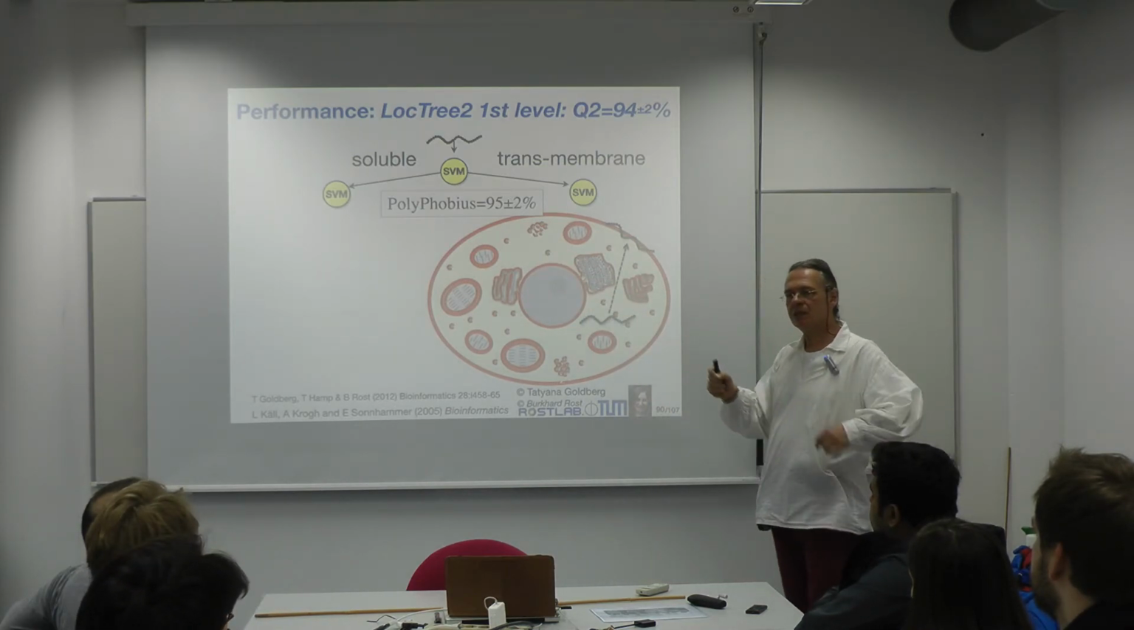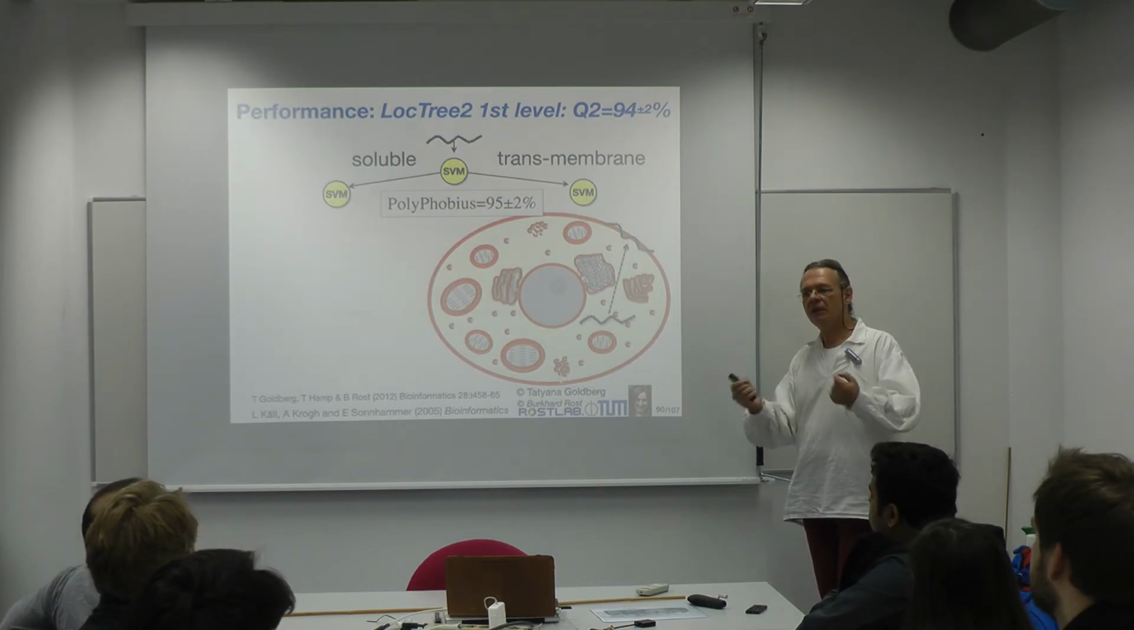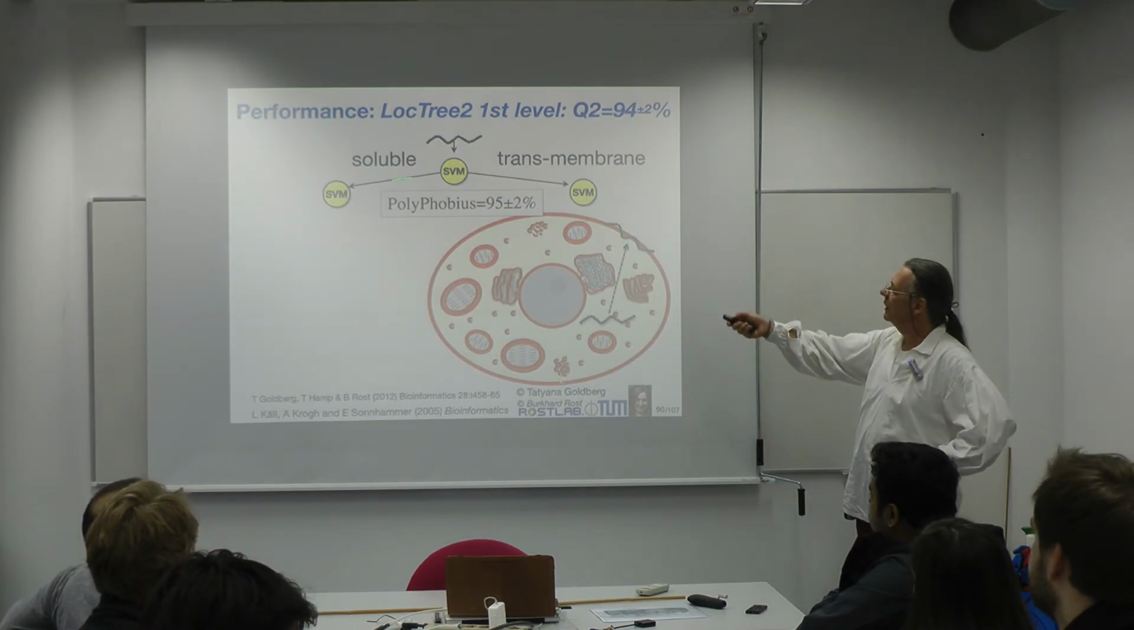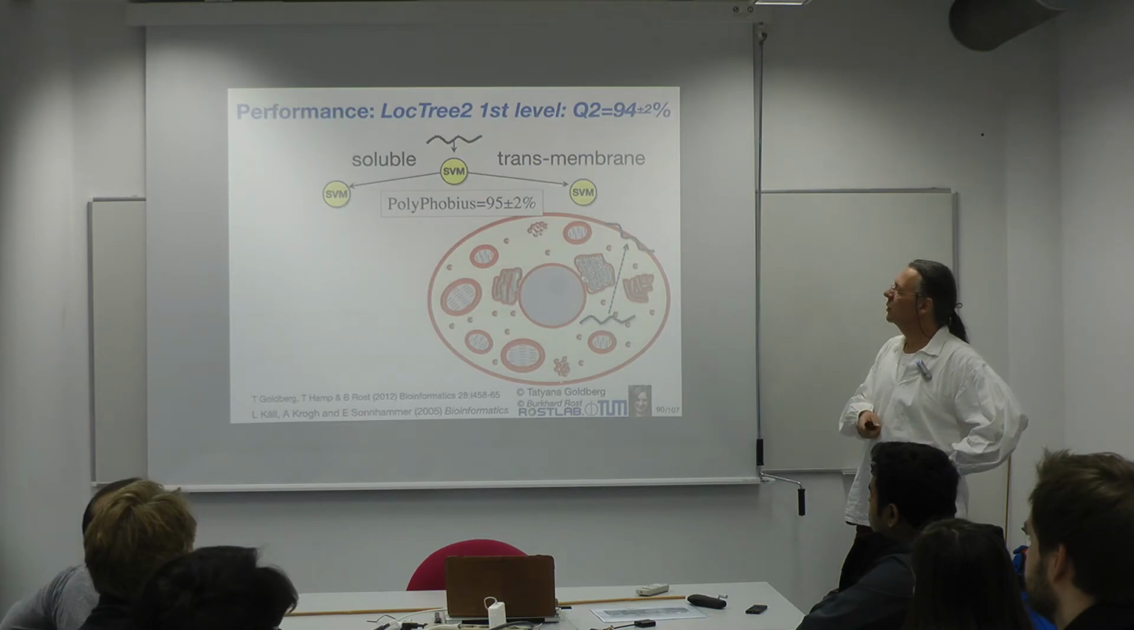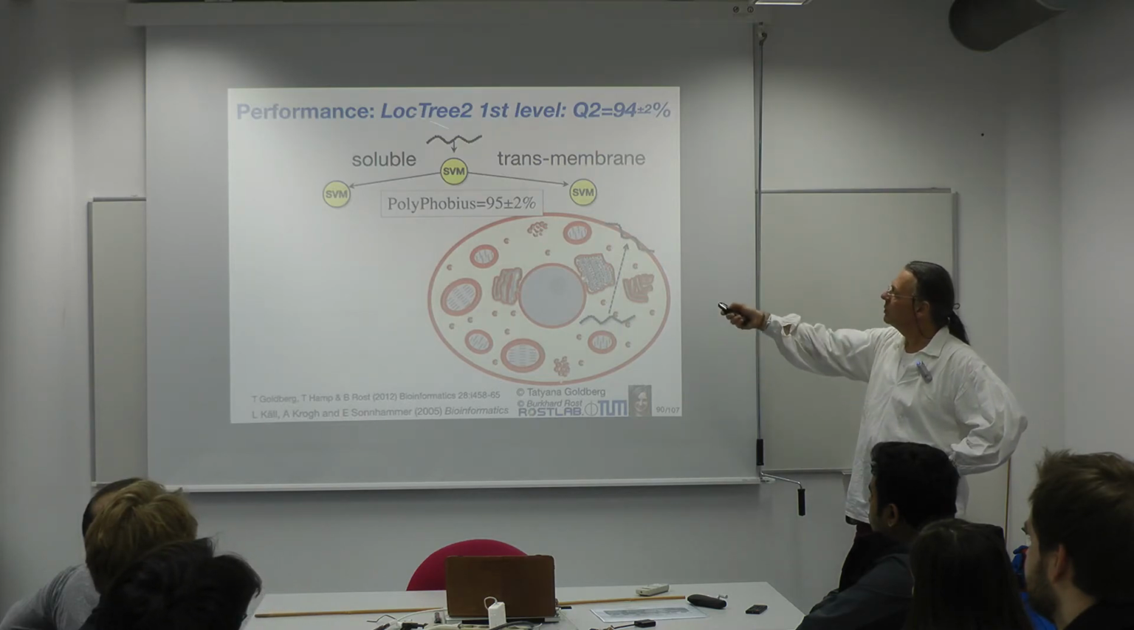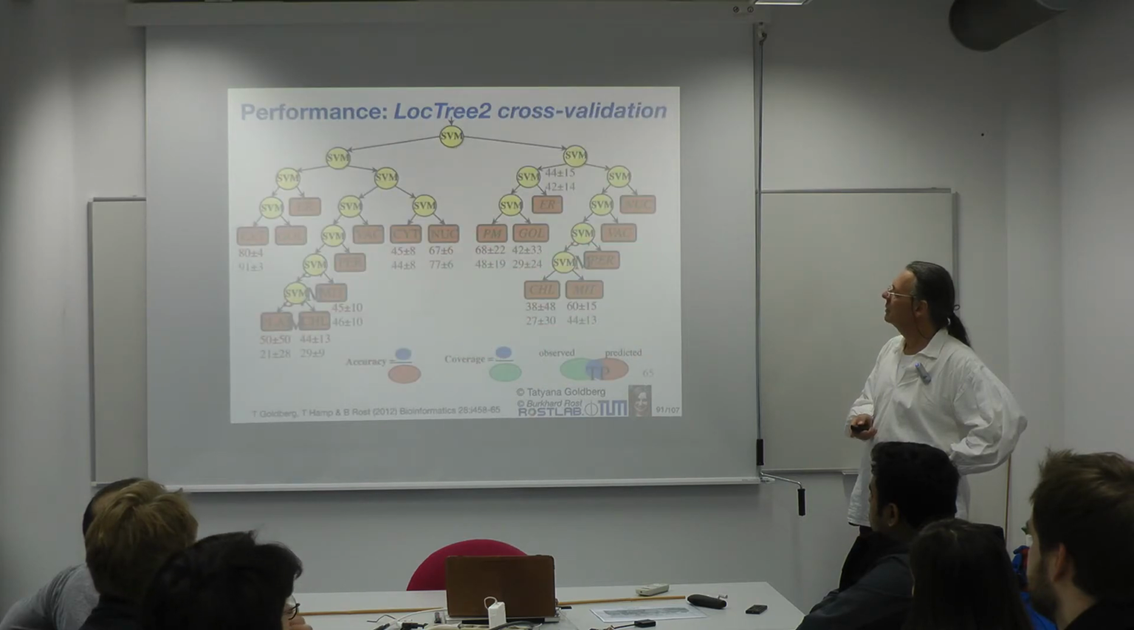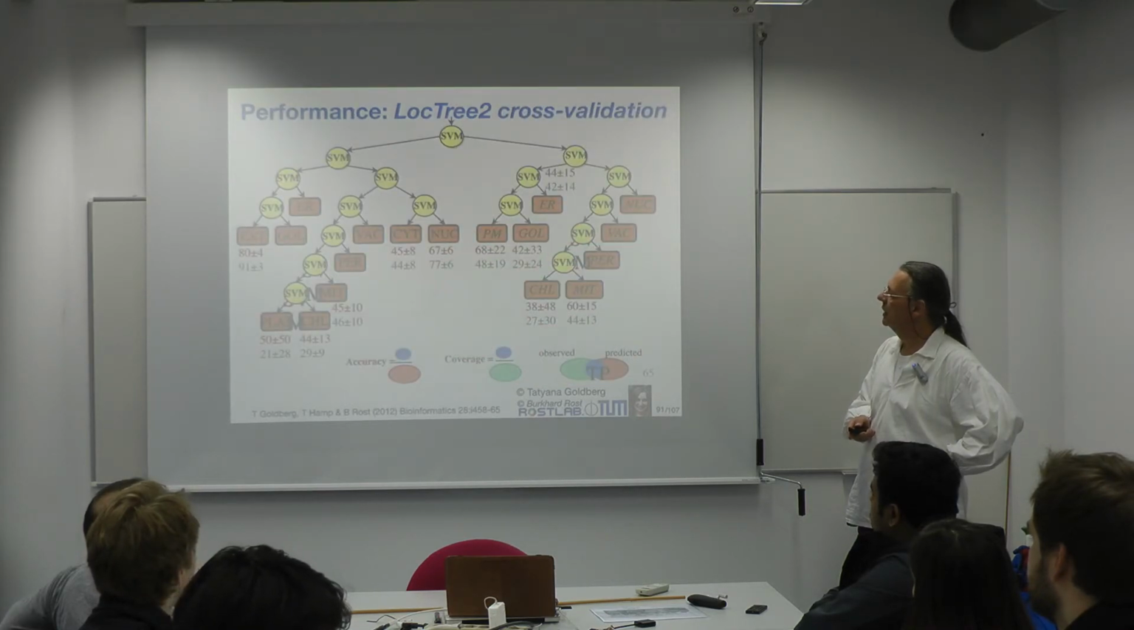So in our particular case, we put this still in the entire framework here, while the polyphobius is a much more complex method that uses much more than a single SVM to make that decision. So it's a remarkably accurate precision.